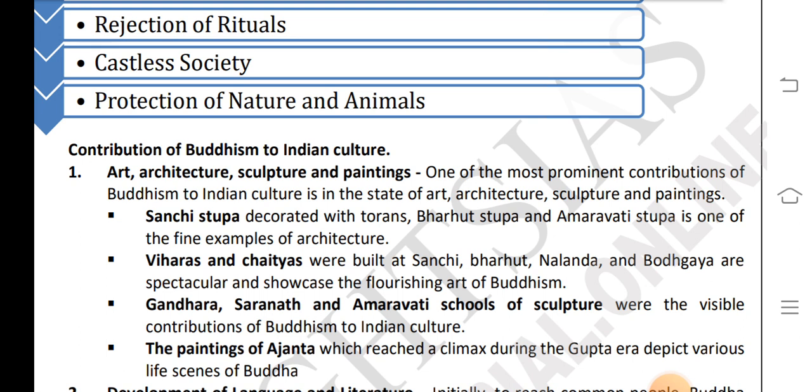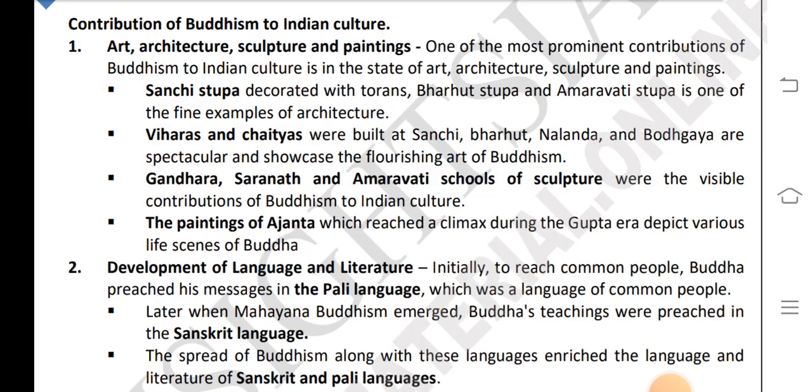Contribution of Buddhism to Indian culture: art, architecture, sculptures, and painting. One of the most prominent contributions of Buddhism to Indian culture is in the fields of art, architecture, sculptures, and painting. The Sanchi stupas decorated with Toranas, the Barhut stupas and the Amravati stupas are fine examples of architecture. Viharas and Chaityas were built at Sanchi, Barhut, Nalanda and Bodh Gaya, and are spectacular, showcasing the flourishing art of Buddhism.